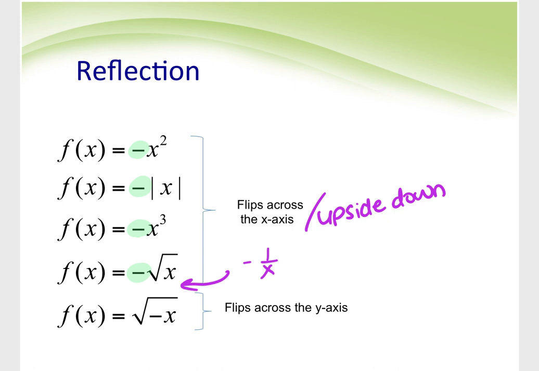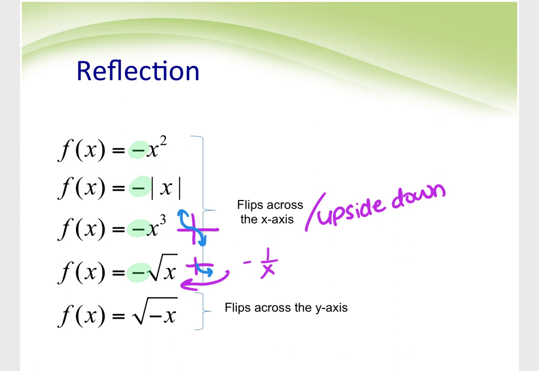So your U points down, your V points down, your cubic function flips from going up to the right and down to the left to up to the left and down to the right. And your square root function flips it so that it points down and to the right. So upside down. You still shift everything else the same. So if it's a shift up, I shift it up and point it down. If it's a shift left or right, I shift it left or right and then point it down.